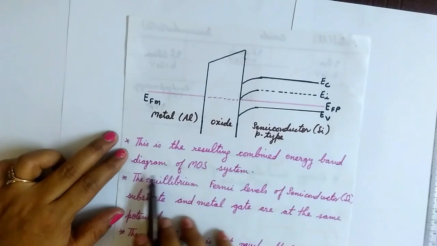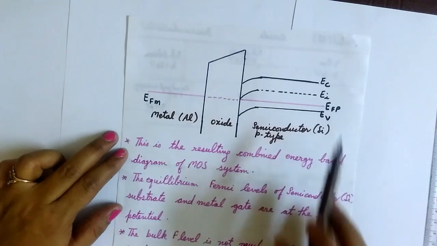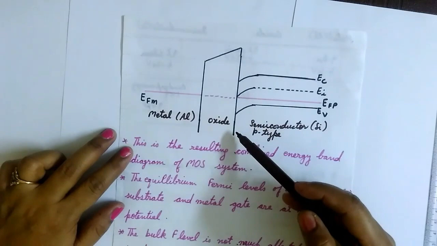So I have made some points here about the resulting combined energy band diagram of the MOS system, as you can see here. The equilibrium Fermi levels of the silicon substrate and the metal gate are at the same potential, which I have just shown. The bulk Fermi level is not much affected by the band bending. Band bending just happens at the interface and not inside the bulk substrate.